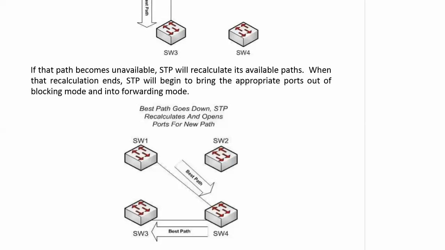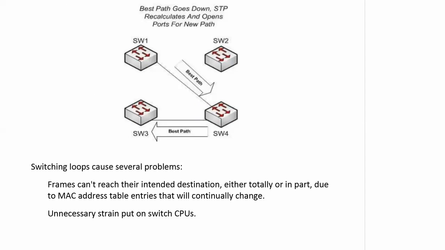Everybody says, you've got to avoid those loops, got to avoid those loops. But why? Well, there are a couple of reasons. One is that frames can't reach their intended destination, either totally or in part, because when you have switching loops, the MAC address table entries are going to end up continually changing. Let's say a switch sees something coming in with the all A's MAC address on port 1. You know what it does after watching the first switching videos. It looks at it and says, okay, here's the source MAC address, all A's. I'll put that in my table as being found off port 1.